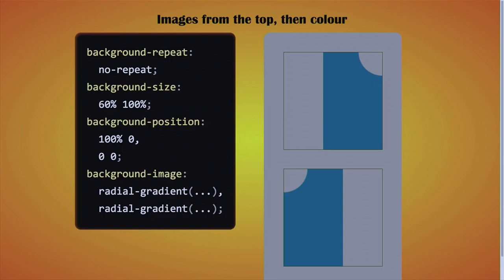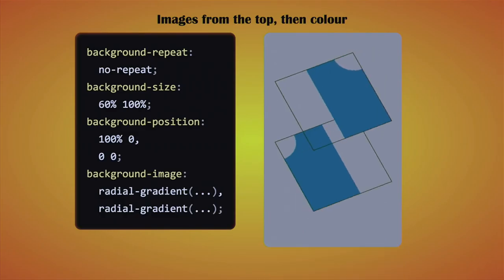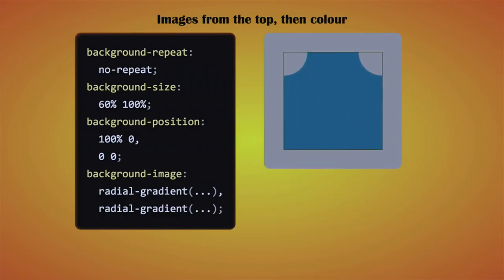So the way to do that is to actually have two differently sized images, 60% width here, and just position in different places. So the browser then combines them up together and produces a smooth image.